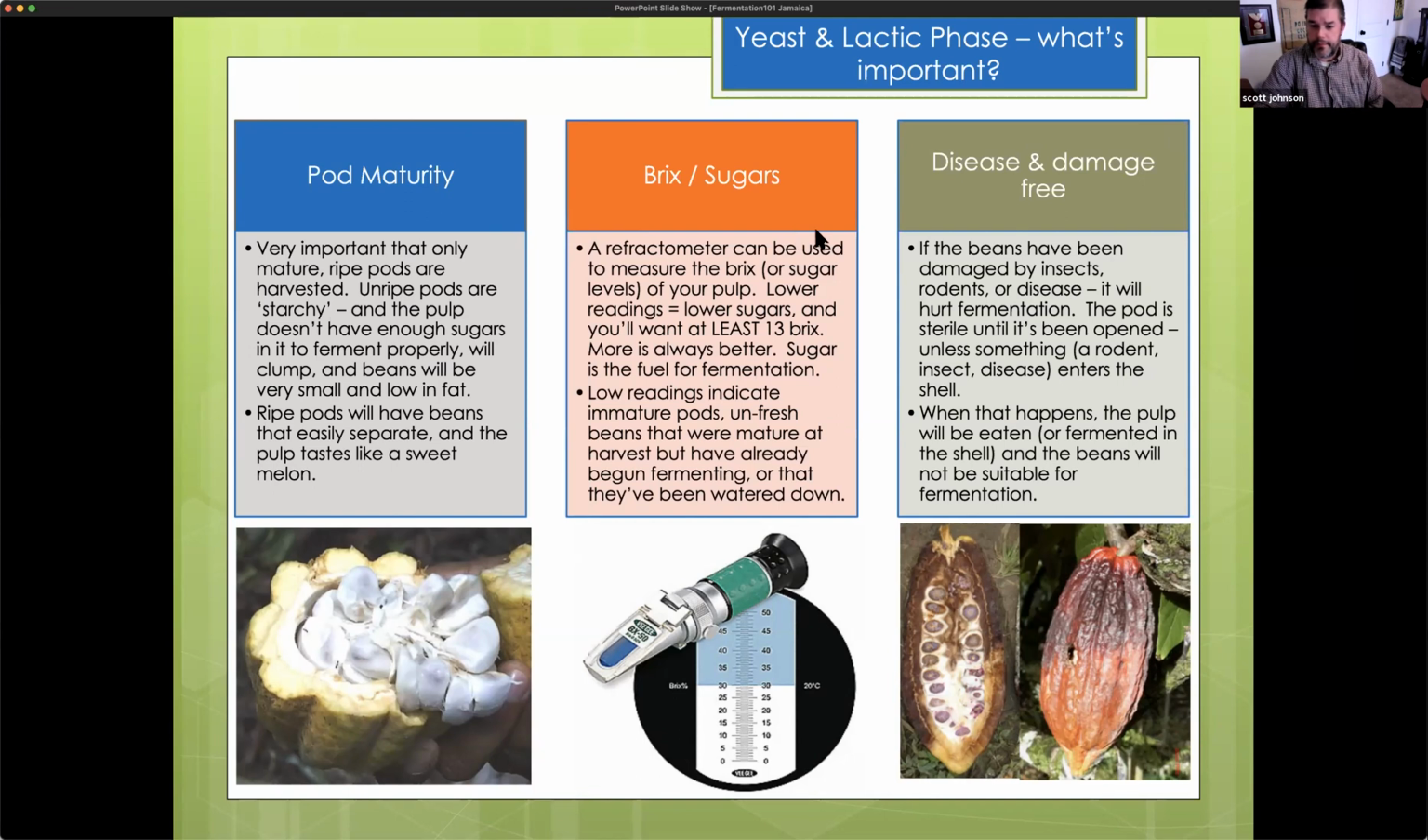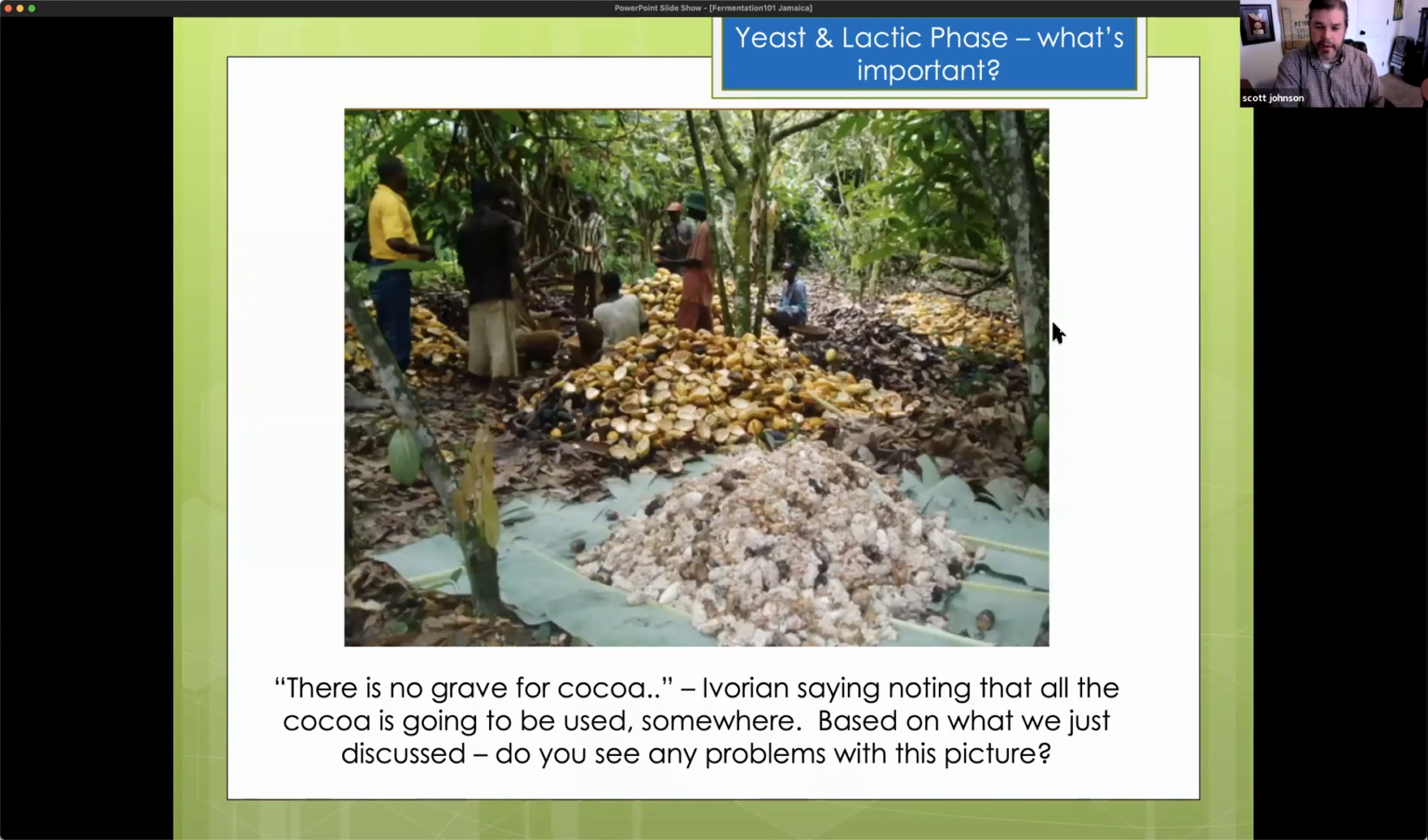So this is a picture I took in the Ivory Coast, where they have a saying that basically translates to "there is no grave for cocoa," meaning that this particular village never throws any of their pods away, regardless of whether they're diseased or not. Based on what we just talked about and looking at the fermentation pile in the front of the picture, do you see anything that might be problematic with this fermentation pile?